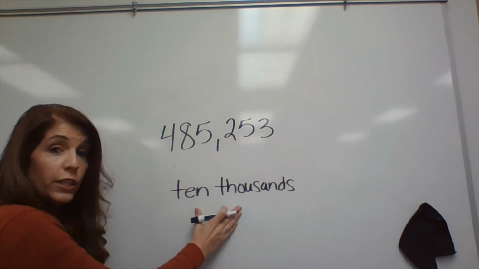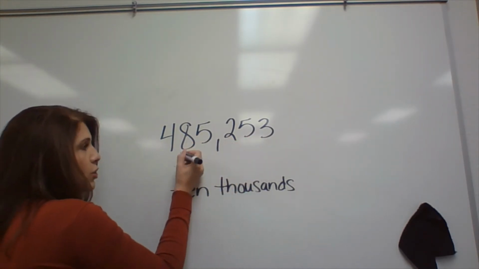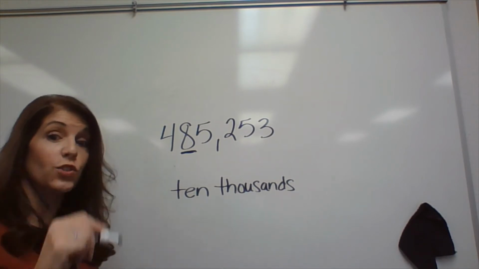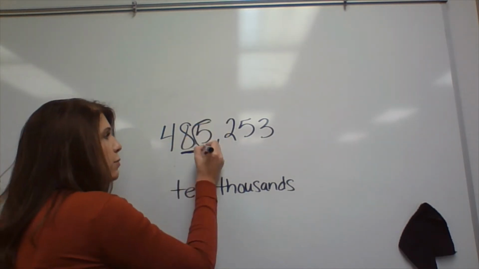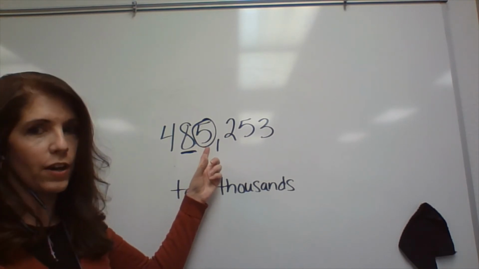Okay, so this is the place I'm looking for. I've got the ones, tens, hundreds, thousands, 10,000. So I'm going to underline the 10,000s place. As soon as I underline, remember I have to circle the neighbor to the right. As soon as I circle him, I ask the question, hey neighbor, are you 5 or greater?